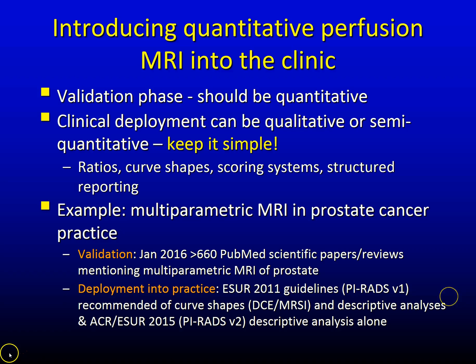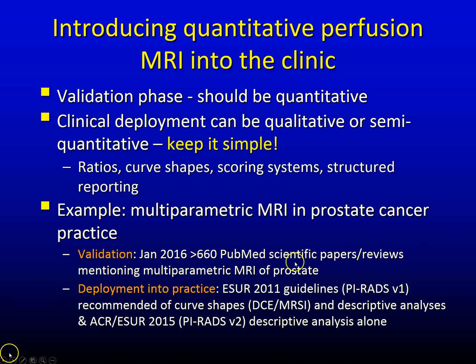on its own. So how do you introduce quantitative perfusion imaging into the clinic? Well, in the validation phase, you should use quantification. In the clinical deployment phase, you can move to qualitative and semi-quantitative methods. So in the clinic, use curve shapes, use scoring systems, use structured reporting. And here's an example of how multi-parametric MRI, which includes DCE-MRI, was introduced into clinical practice.